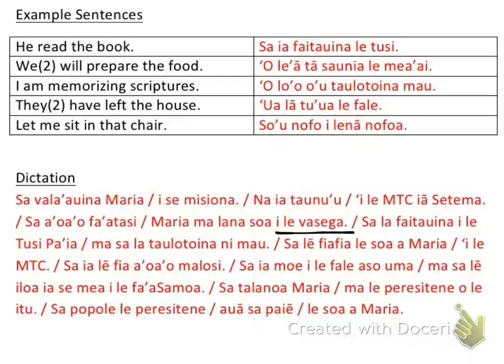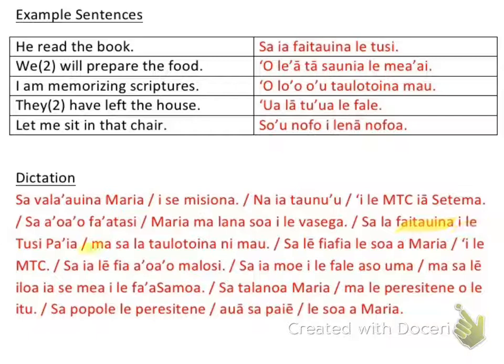Okay, so then "sa la faitauina." So this is my tense marker. Then my doer, this "la" right here, is those two. This is my pronoun. And then my action comes next, "faitauina," "ile" in the "tusipaia," the Bible.